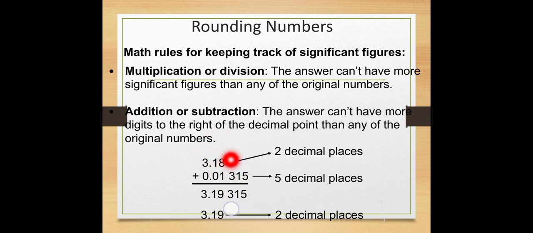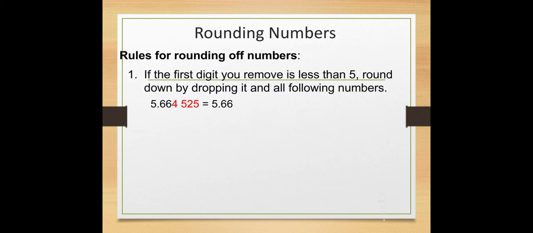Simply, this 9, we round down by dropping the other numbers. So if we know the significant figures of the answer accurately, there is a problem of how we round off the number. Rounding off the number is very important, and these are the rules for rounding off numbers. Rule number 1 is, if the first digit you remove is less than 5, round down by dropping it and all following numbers.